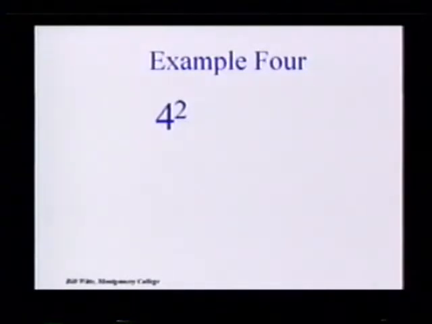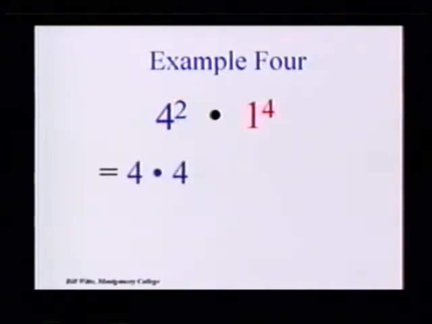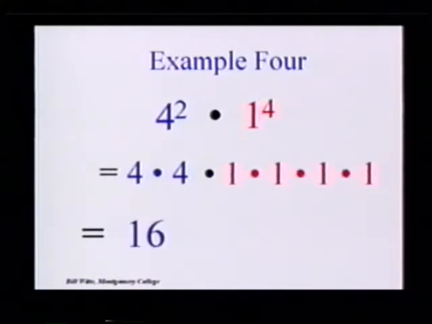4 to the 2nd power, times 1 to the 4th. What does that mean? Well, let's see. 4 to the 2nd means I'm multiplying 2 4s, and I'm going to take that answer and multiply it times 4 1s. Okay? 4 times 4 is 16, and we know our multiplication property of 1. You can throw in as many 1s as you want. You're still going to get the same answer, 16.